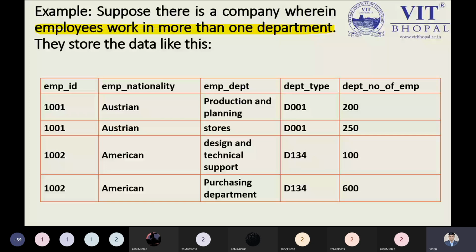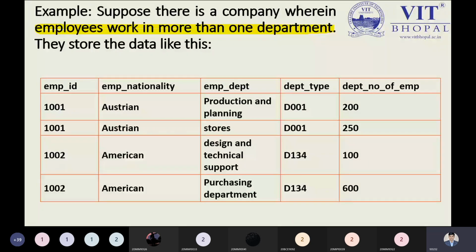D134 is followed by the design and technical support and purchasing department. So what department type we have, we have to determine, as something depends on each other. When we have this kind of case, we need to determine the functional dependencies first. Without knowing the functional dependencies, we are not able to understand what would be the key attributes and what are the possible attributes we can see over here to make the functional dependencies.